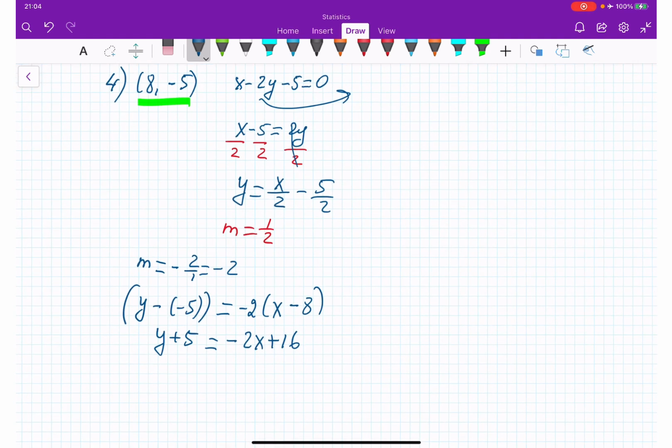Okay, we move everything to one side. Negative 2x, let's move to this side: y plus 5 plus 2x minus 16 equals 0. I moved everything to this side, and that's why for negative 2x I got positive 2x, and for positive 16 I got negative 16.